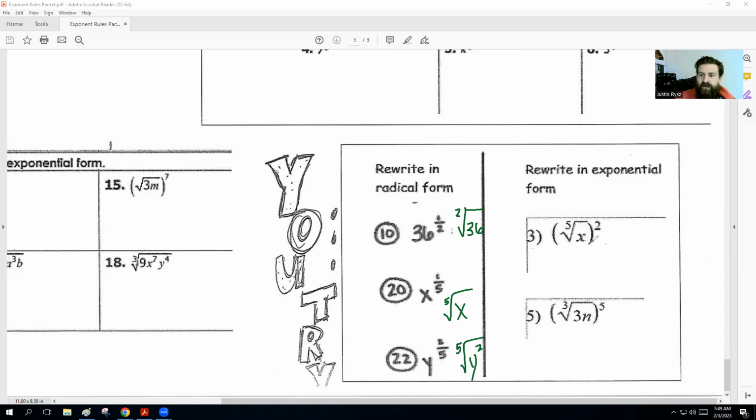All right, now on the other one here, working backwards. x is our base. The index is 5, so that's our denominator, and then the other exponent is 2, so that's x to the 2/5 power. Very similar to that problem there. And next one here, our base is 3n. The index is 3, and the other power is 5.